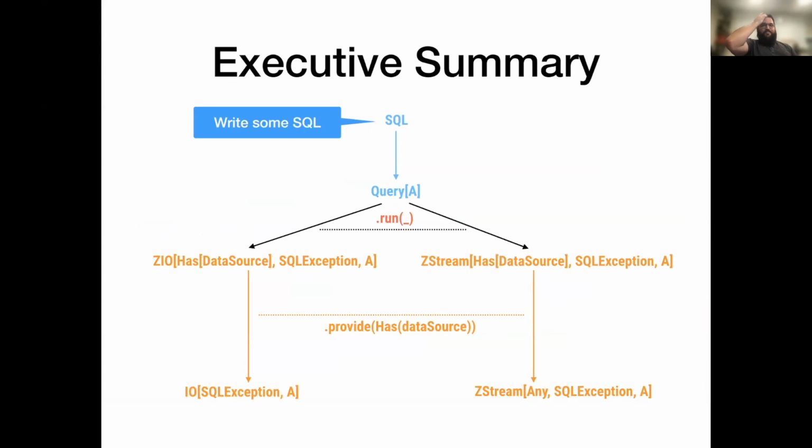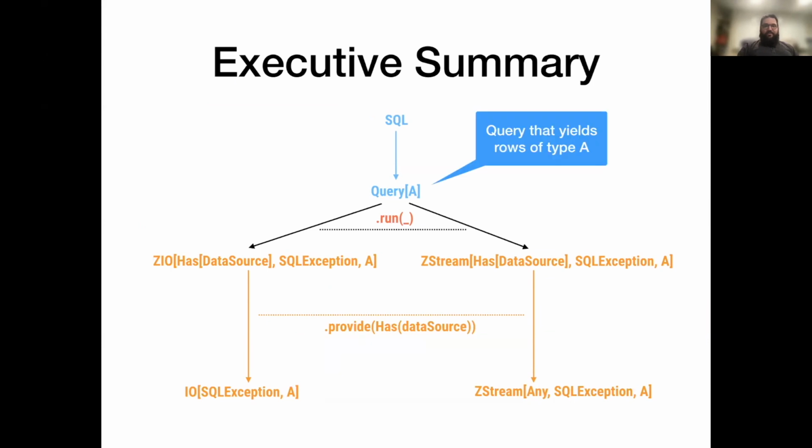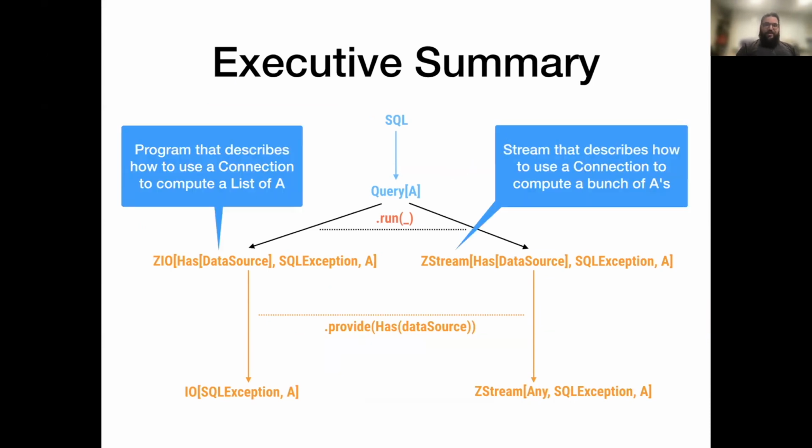All right. Let's start from here. Okay. So we start with some SQL, right? We then compose it into this query thing that we can then execute, and we can then run it. And then once we run it, or .run or .stream, we will get essentially a program that takes in this data source thing, which is a way of getting JDBC connections that will then let us plug that thing in once we run our application, and then yield a list of A's, or a single A, depending on what your query is.